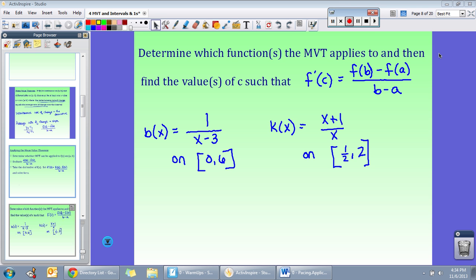So first we're going to look at the skill of determining whether a function can have the mean value theorem apply to it, and then find the values where it does apply. So if we look at b of x, the problem with this fraction is that the denominator is going to equal 0 when x equals 3. That's on the interval, so the mean value theorem does not apply because it's discontinuous on the interval.